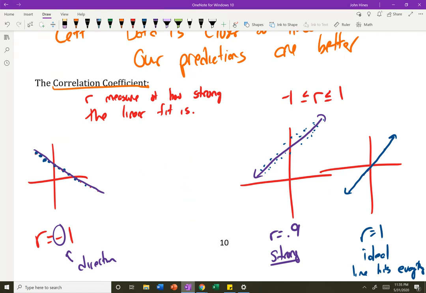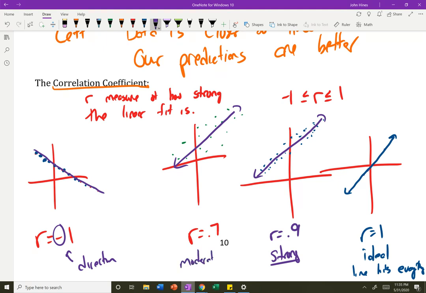I could have R equals like 0.7. That's like a moderate fit. That means the data is kind of close. It's a little bit spread out, but there's a good fit. It's not perfect. I would say this is a moderate strength here. And again, negative would mean the same thing. It's still moderate. It's just decreasing.